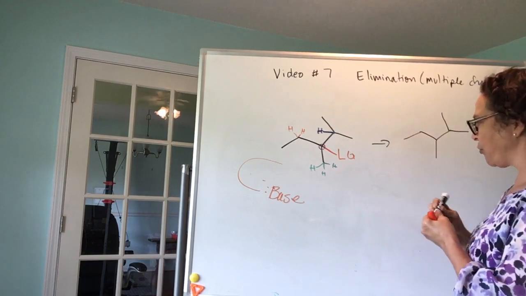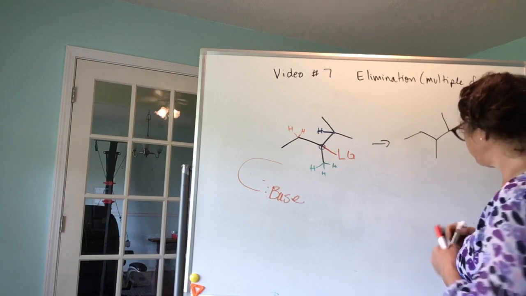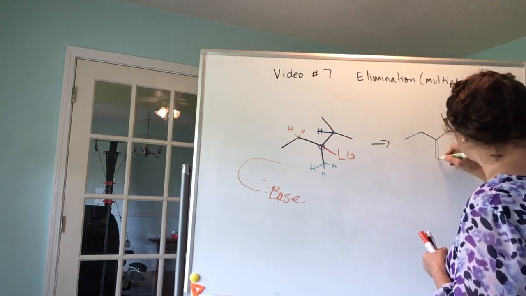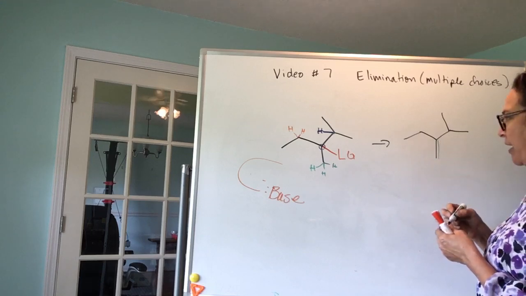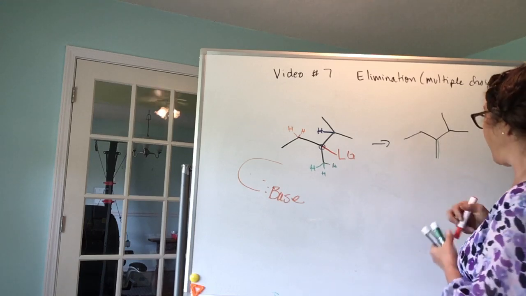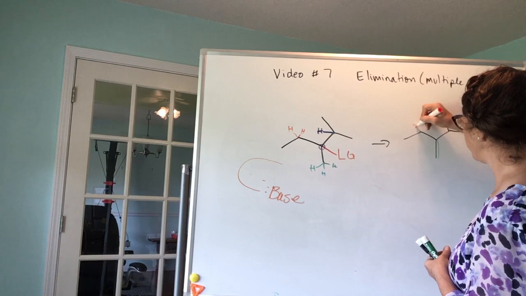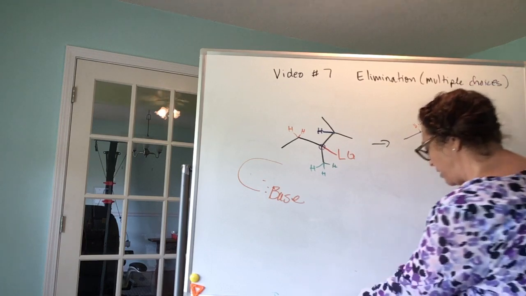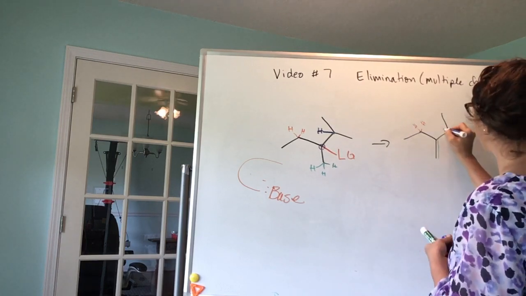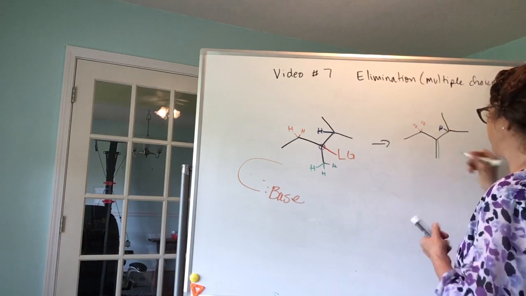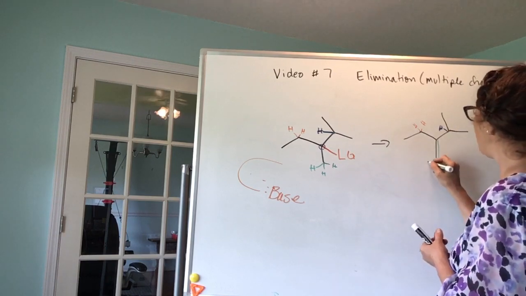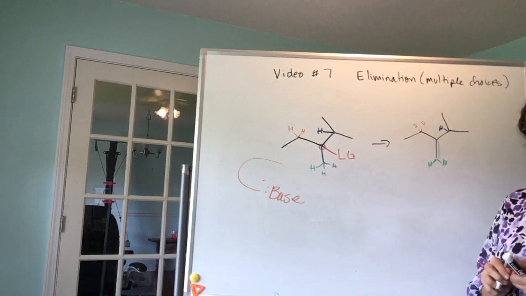Remember that you're removing a hydrogen, but you're also removing the leaving group, and so we're going to create a double bond right here. We're still going to have the 2 orange hydrogens over here and the 1 blue hydrogen over here. We still have 2 green hydrogens over here, but we're minus 1 green hydrogen.